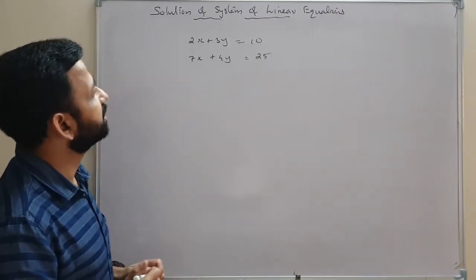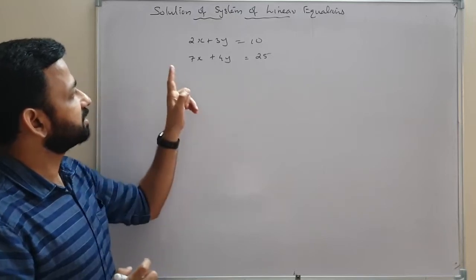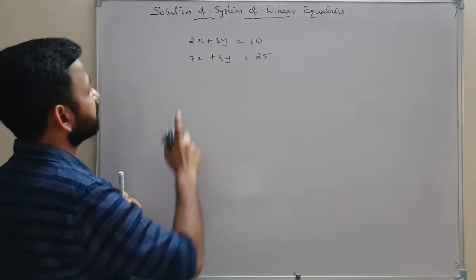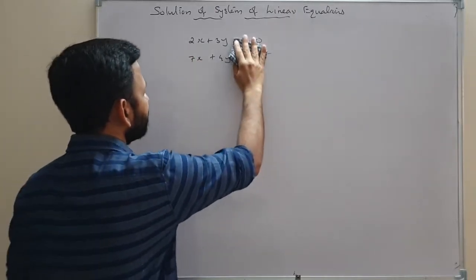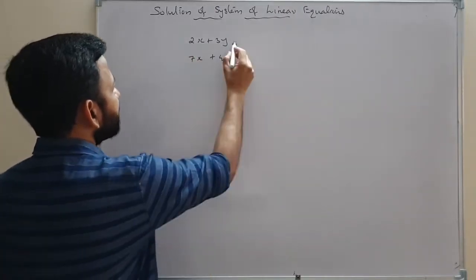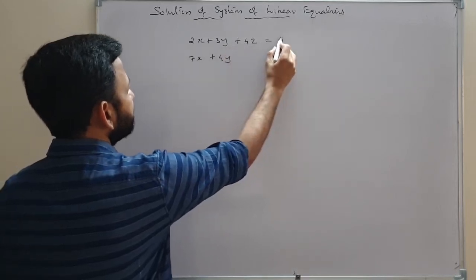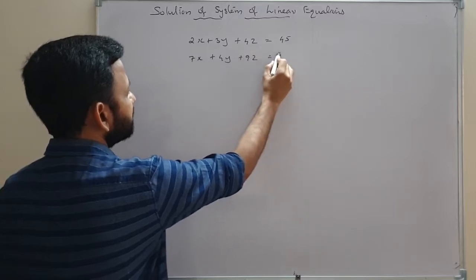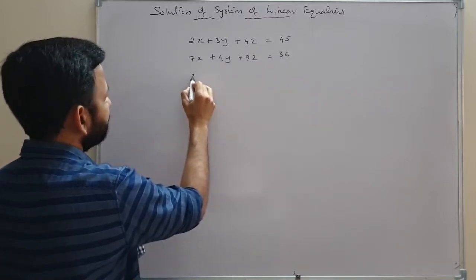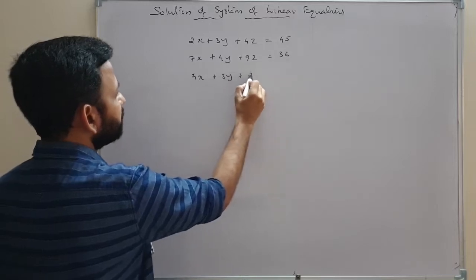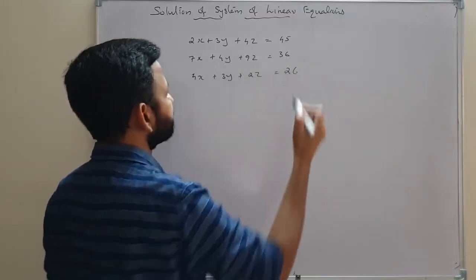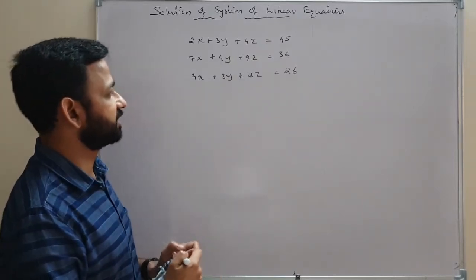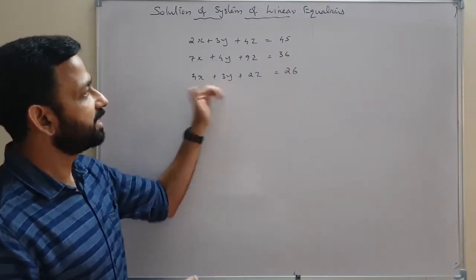Similarly, we can find the solution of three equations with three unknown variables. 2x plus 3y plus 4z is equal to 45. 7x plus 4y plus 9z is equal to 36. 4x plus 3y plus 2z is equal to 26. Now we have three equations with three unknown variables. That is a system of linear equations.